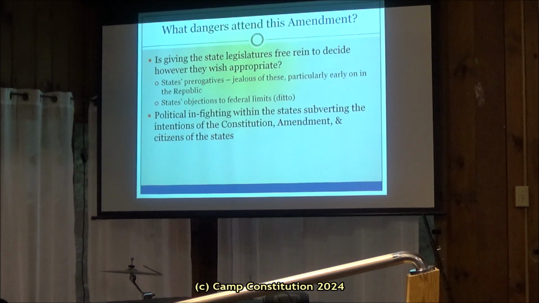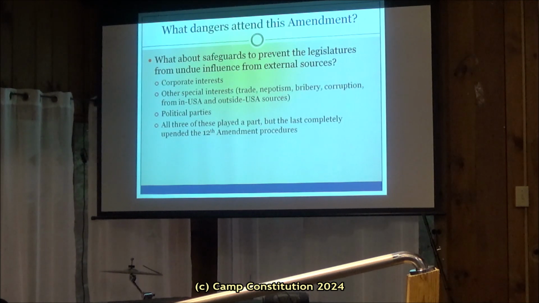What about political infighting within the states to subvert the intentions of the Constitution, this amendment, and the citizens? Gee, does that maybe sound like something that's been happening? What about safeguards to prevent the legislatures from undue influence from external sources? Is the state level the right place to try to institute those safeguards? And if so, why didn't any state really do anything about that? Is the federal level the right place or not?